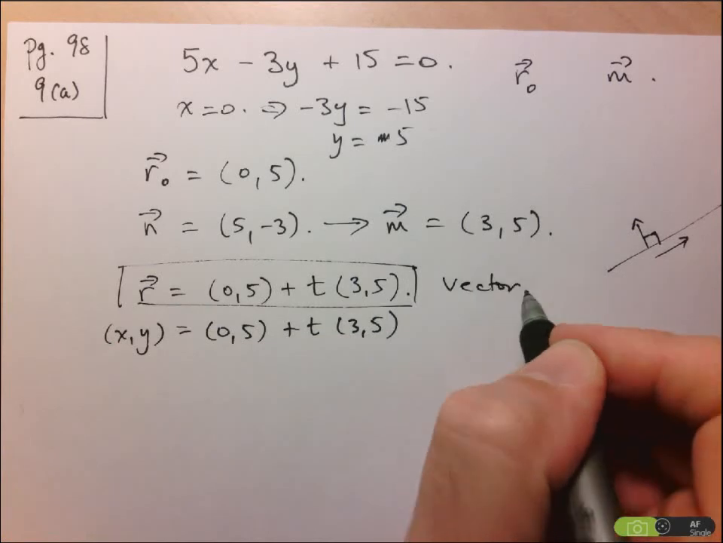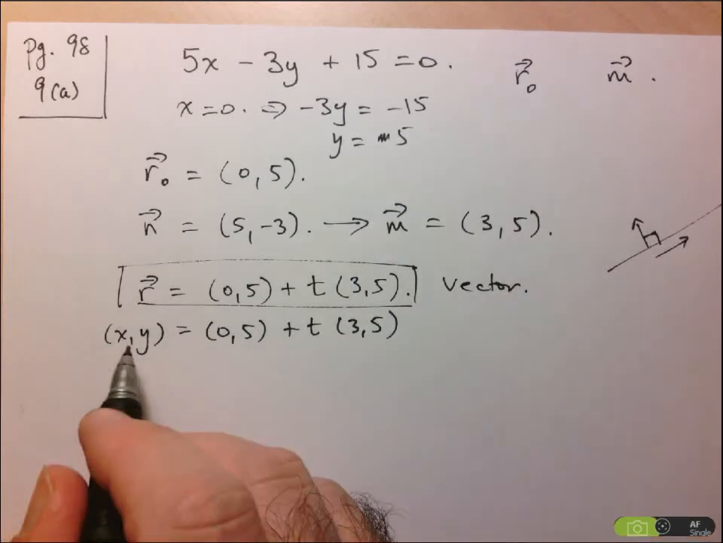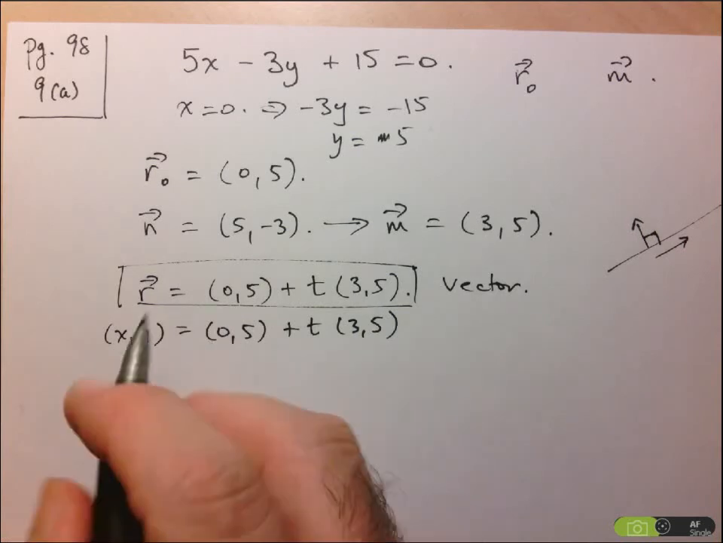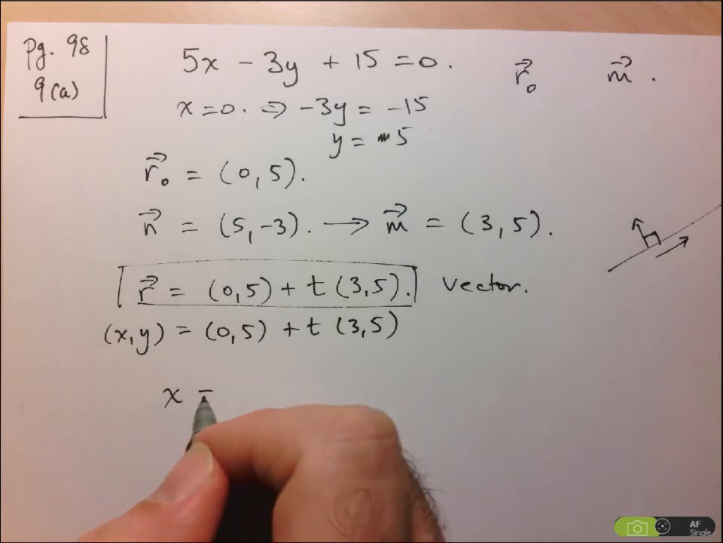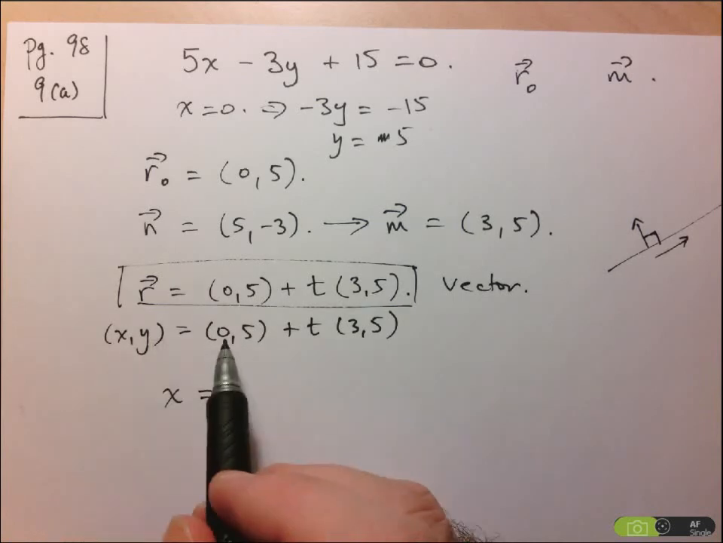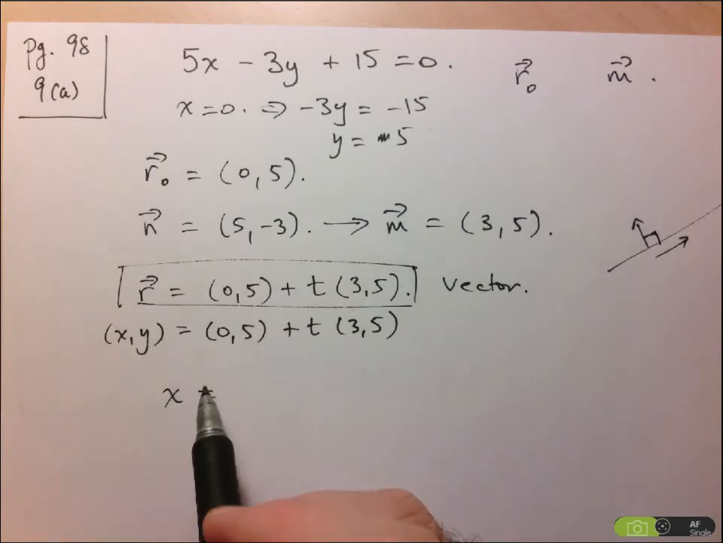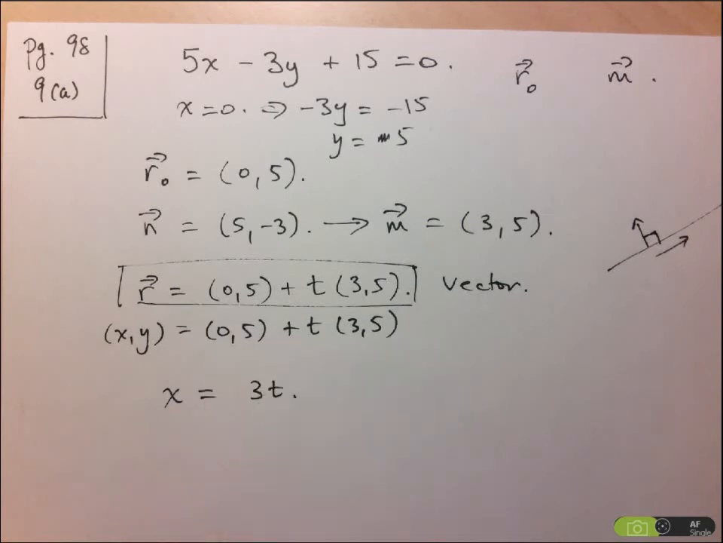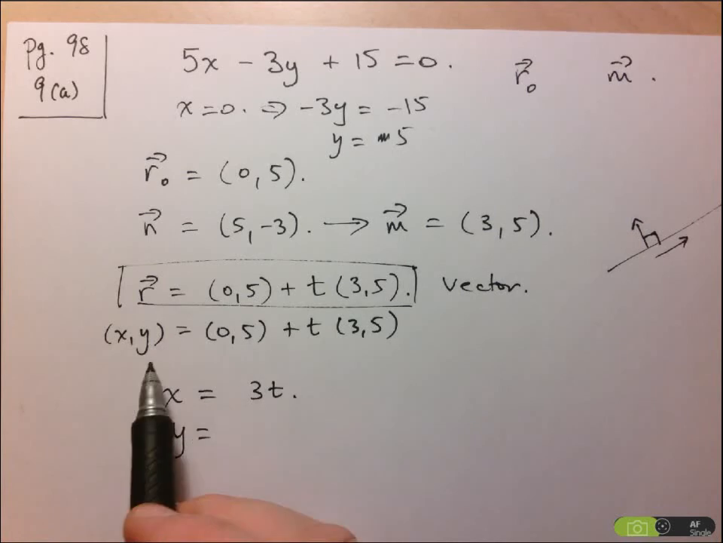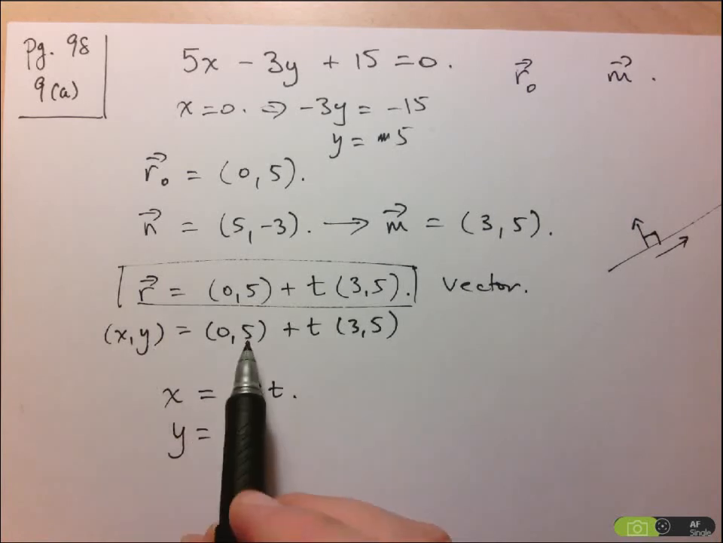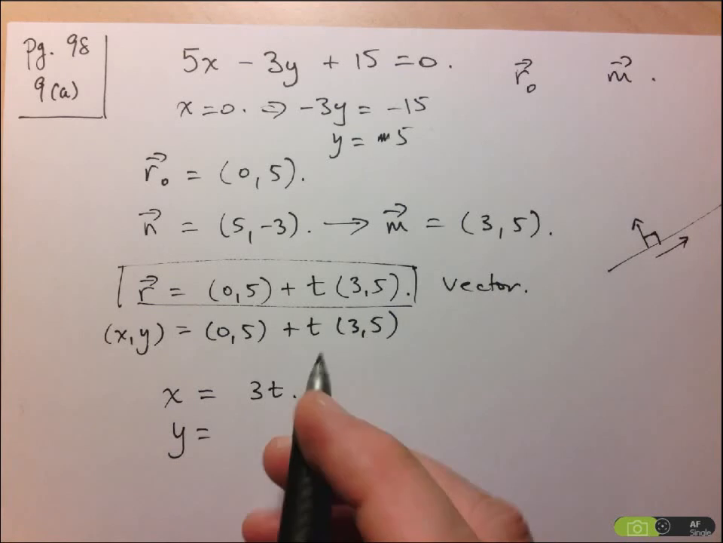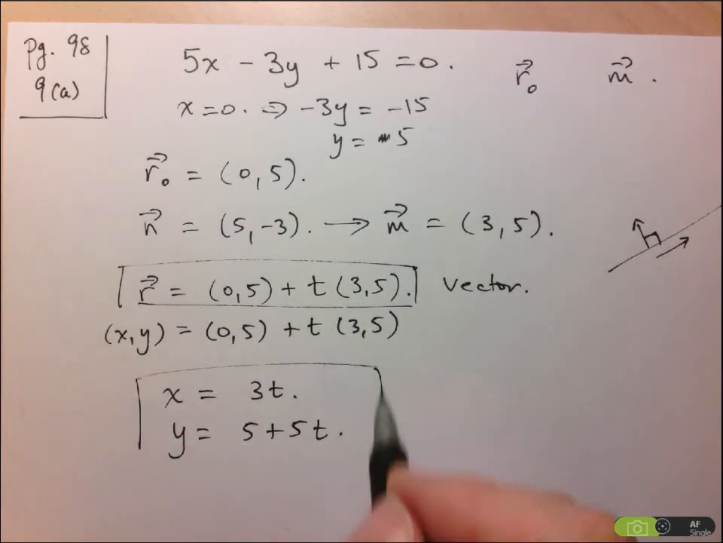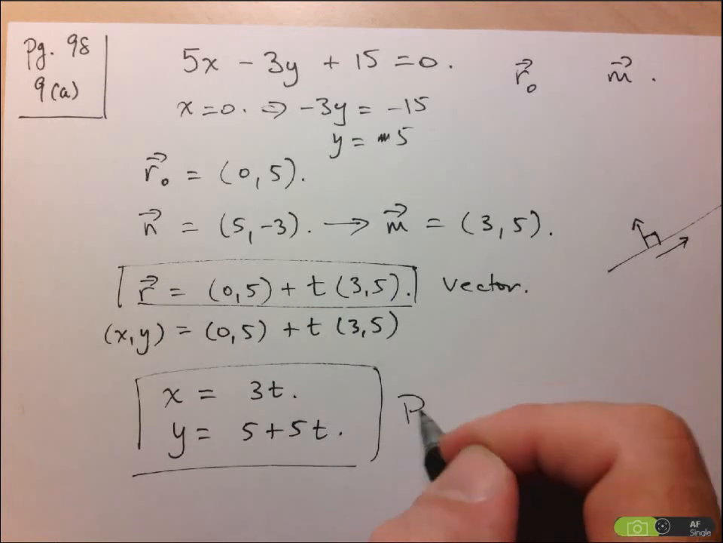If I want to write it in parametric form, I'm just splitting up the equation into two separate parts. One for the x component. Okay, so I just add up the x components of the right hand side. So 0 plus 3 times t. So that just gives me 3t. And then I'm writing out the y components, which would be 5 plus 5 times t. So 5 plus 5t. Okay, and this would give me the parametric form.